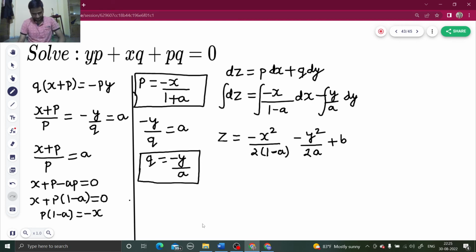Now, sometimes people don't want to see a minus in front of the first term. So what they do is send this minus to the denominator. So z equals x square divided by 2 times (a minus 1), minus y square divided by 2a, plus b.